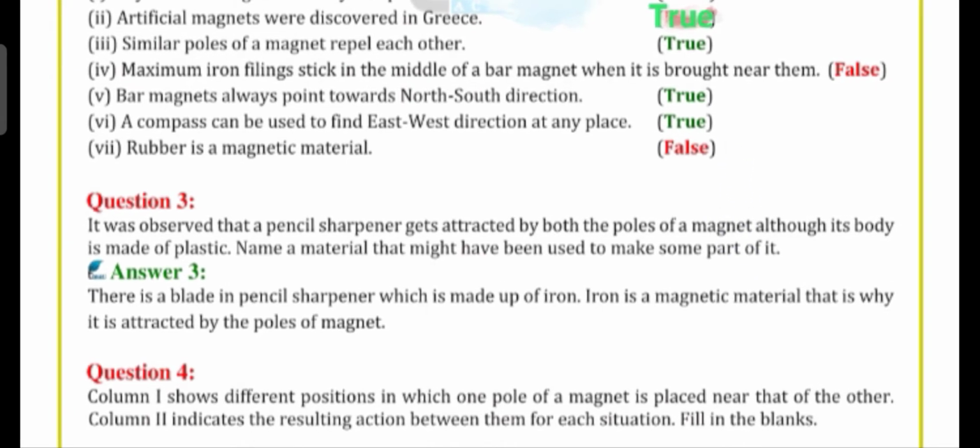Now we can move to the fourth question. Column 1 shows different positions in which one pole of the magnet is placed near that of another. In column 1, different positions of poles of magnets are given. Column 2 indicates the resulting action between them for each situation. In the second column, their action is given. Fill in the blanks.